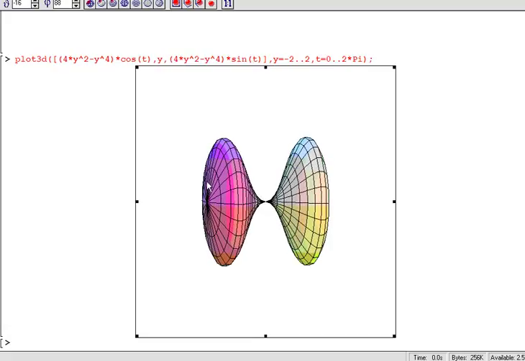So this allows us to graph surfaces. When we change them to parametric, we can graph the surfaces that are the result of the rotation. That makes it a lot easier.